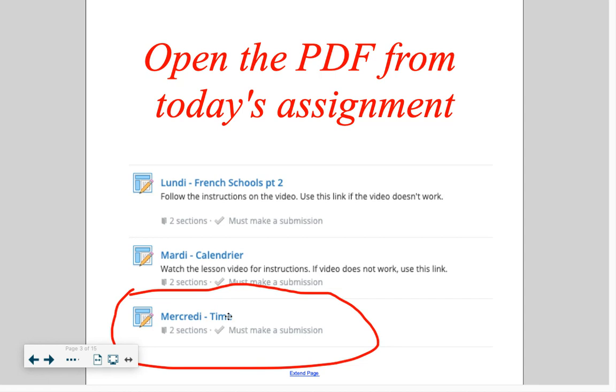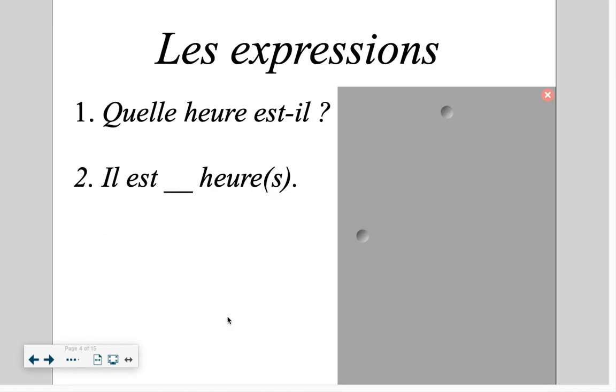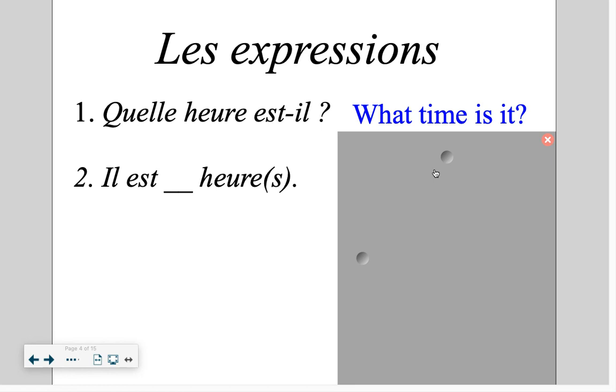Great. So let's start with these two expressions here. We have number one, quelle heure est-il? And quelle heure est-il veut dire what time is it? So répétez s'il vous plaît. Quelle heure est-il? Good. Okay, so we're going to move on to the next one.